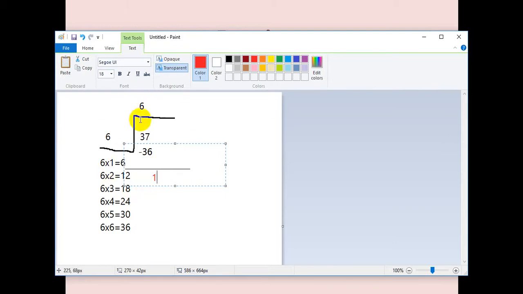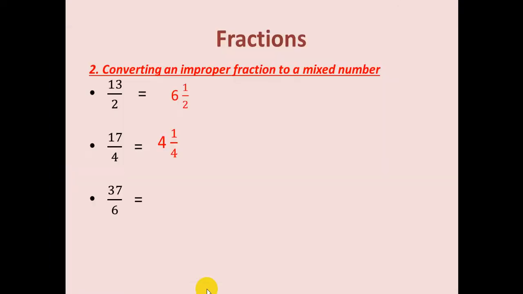The whole number is 6 and the remainder is 1. We write the fraction as 6 and 1 over 6. The remainder, we write as the numerator, and we write the same denominator, 6, and the whole number is 6. Yes, 6 and 1 over 6.